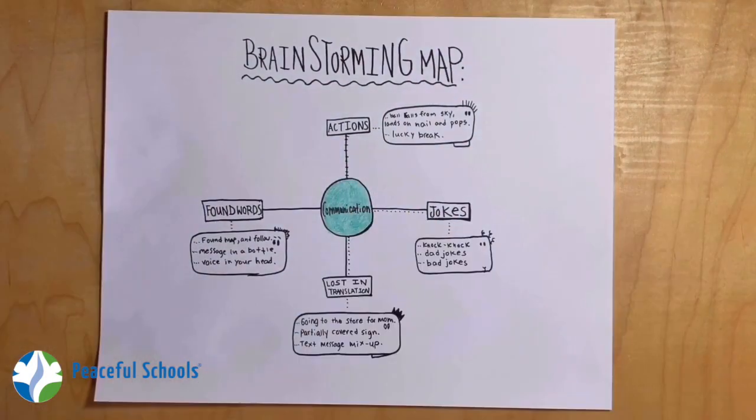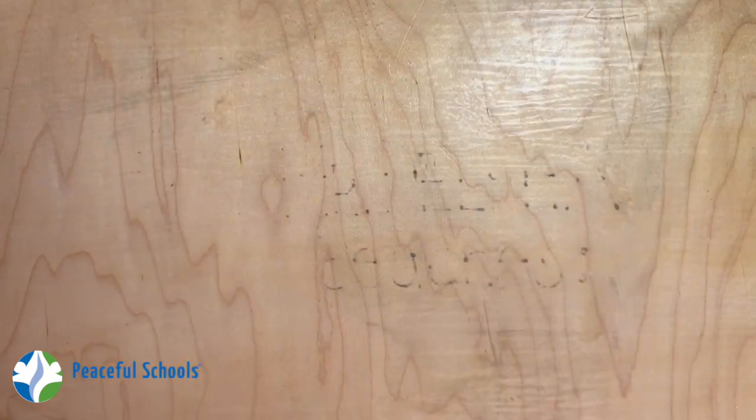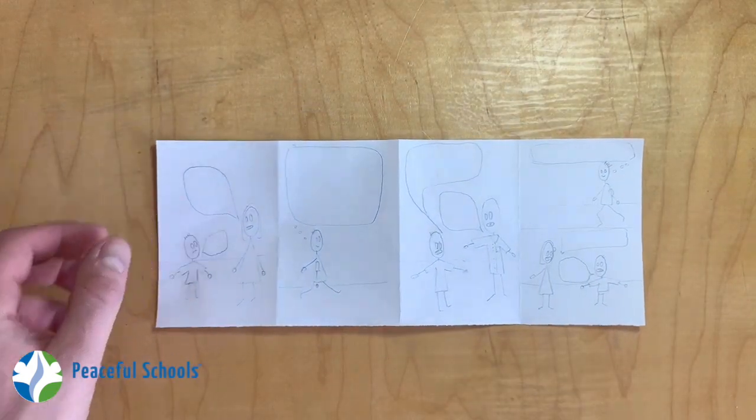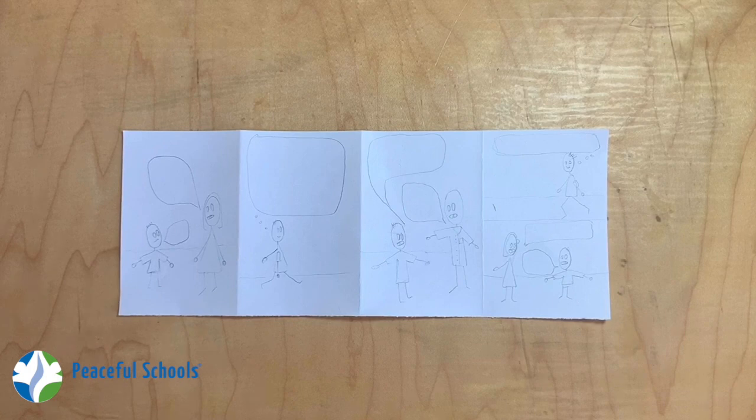Once I had my ideas laid out, I decided on my plot and storyline and drew up my rough draft. It might take you longer to get to this point, and that's okay. Take your time. And let me tell you about my comic. If you go back in the video and look at some of the key points I wrote in my brainstorming map, one of the boxes said Lost in Translation. And inside that box, I wrote, Going to the Store for Mom.